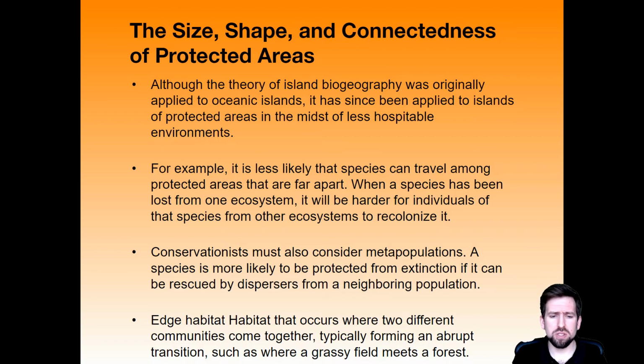A species is more likely to be protected from extinction if it can be rescued by dispersers from a neighboring population. So making sure that those two can still interact with each other is extremely important. Edge habitat is habitat that occurs where two different communities come together. This is exactly what we're talking about with those meta-populations. Typically, this is going to form an abrupt transition, such as where a grassy field meets a forest.